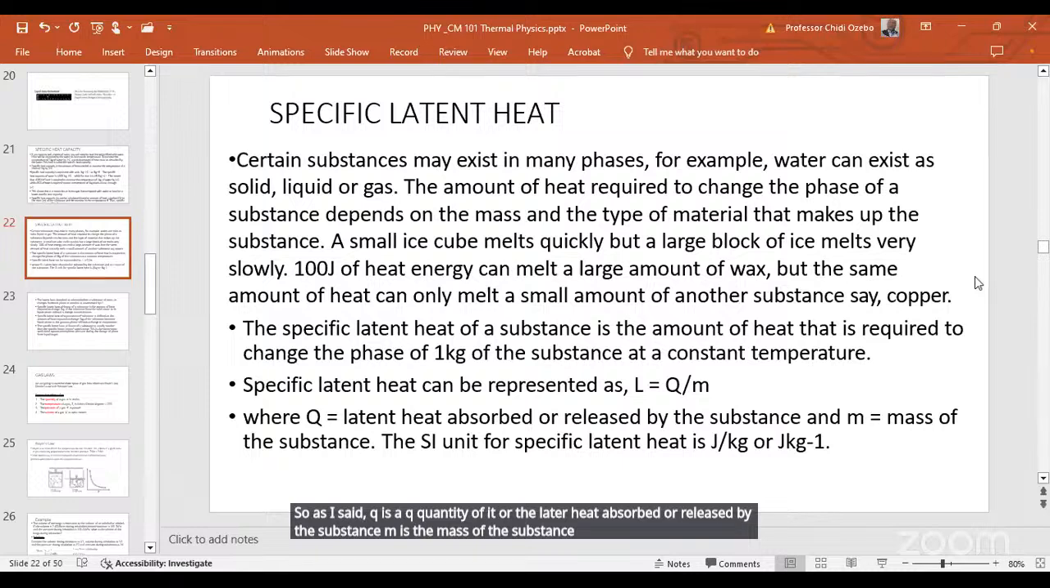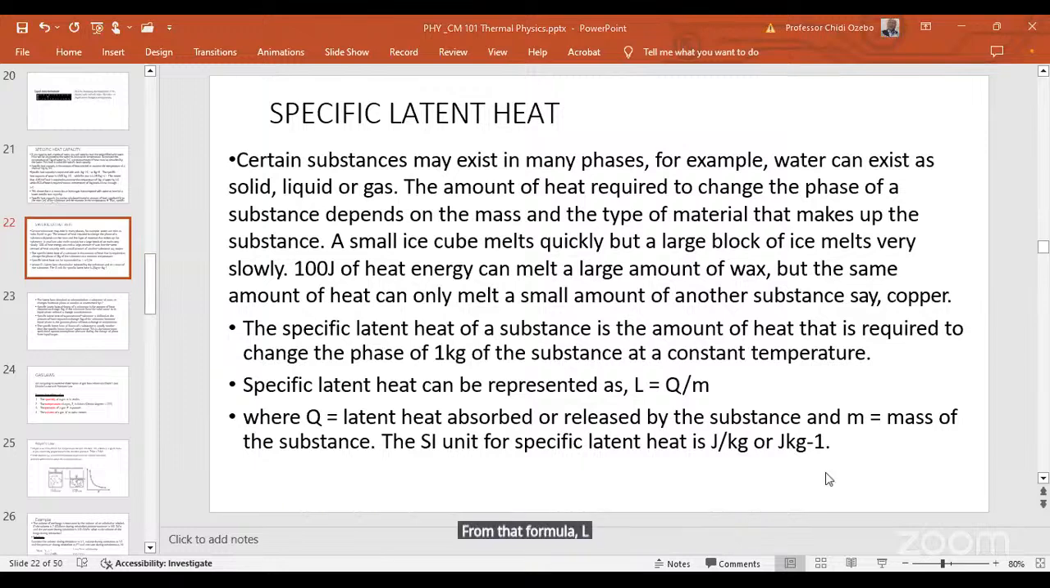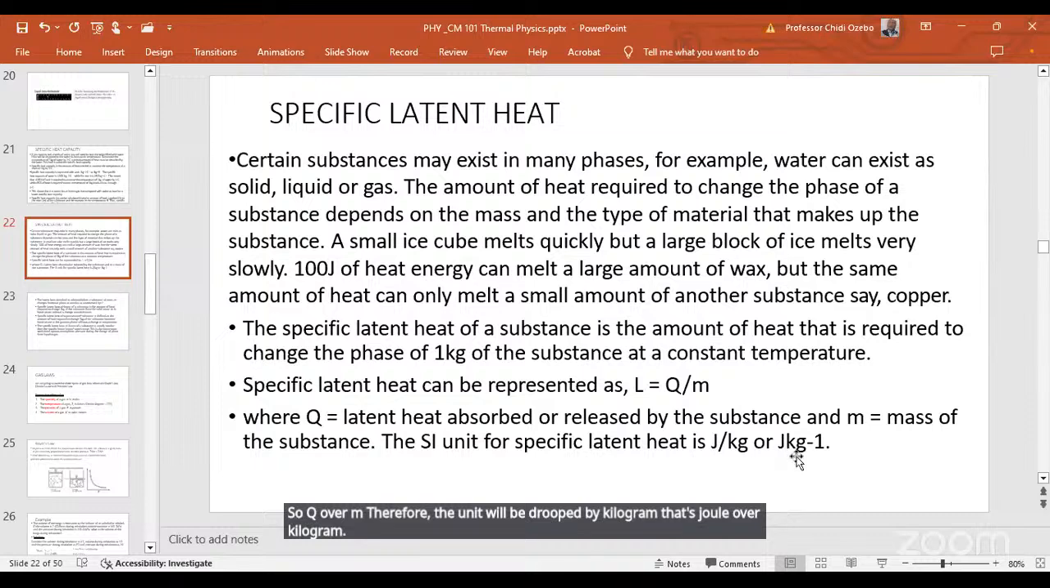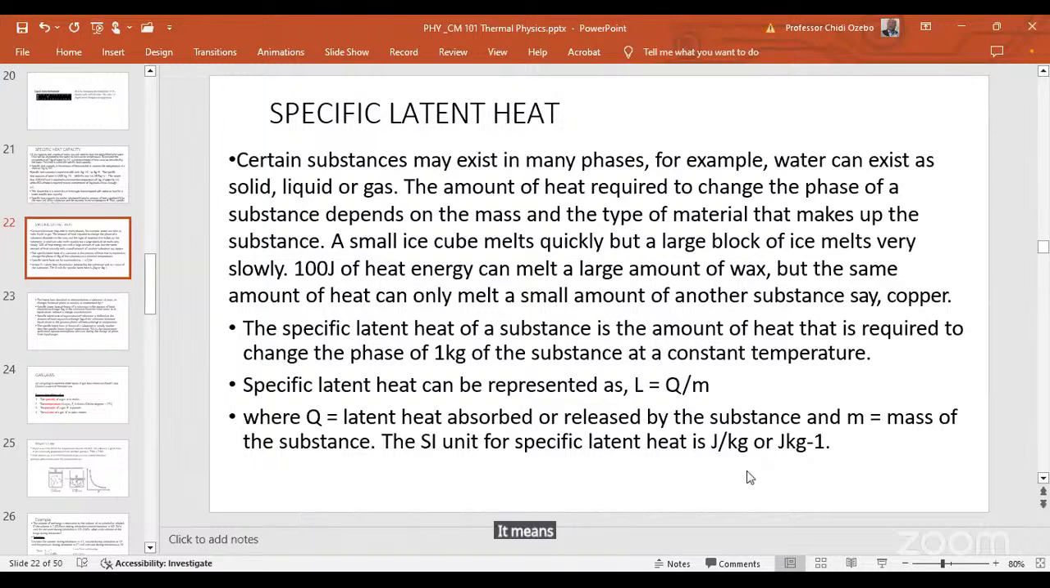Now the unit of specific latent heat, from that formula, L is Q over M, will be joule per kilogram. If Q is measured in joule, mass is measured in kilogram. So Q over M, therefore the unit will be joule per kilogram. That's joule over kilogram. I would say joule times kilogram raised to power -1. It means that's joule per kilogram or joule times kilogram raised to power -1.